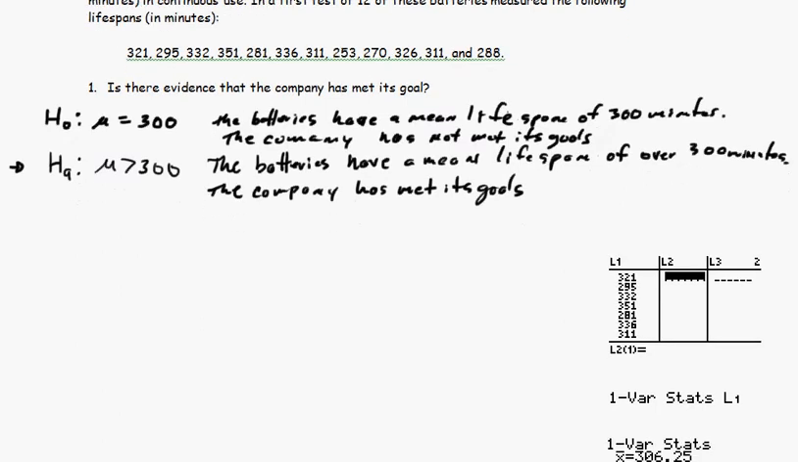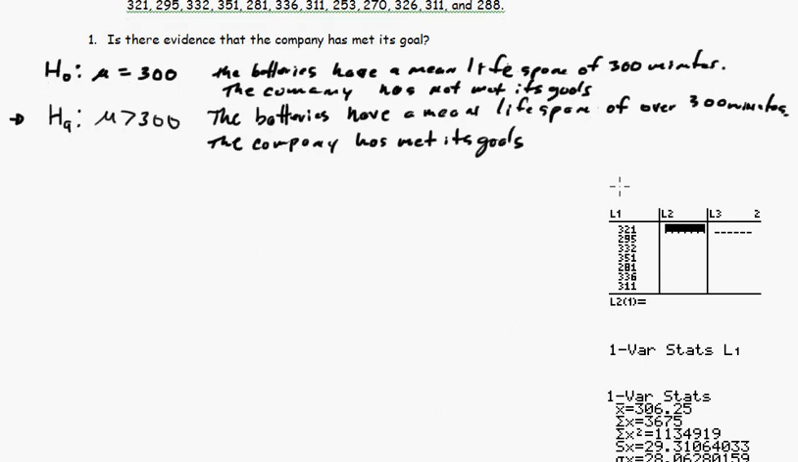One of the first things you need to do is get the data into a list. I've used L1. Before we go too much further though, let's check the conditions. So the random condition: here they did not say it was a random sample of batteries.